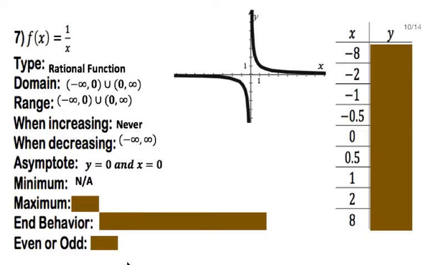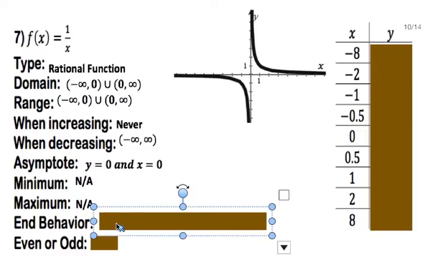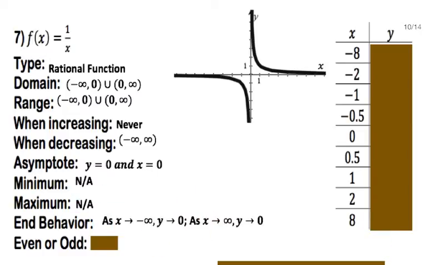We won't have any minimums or maximums, and then the end behavior is going to look a little bit weird for this one. When we talk about end behavior, we're talking about the left end and the right end of the graph, not the center. So on the very left end of the graph, we're going to get closer and closer to y equals 0. And on the very right end of the graph, we're also approaching y equals 0. This function, believe it or not, is an odd function.